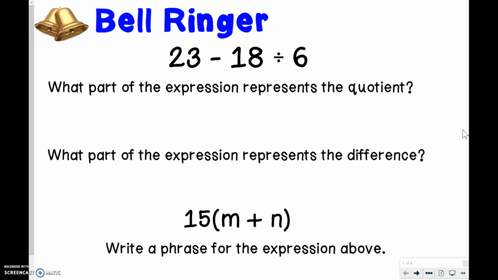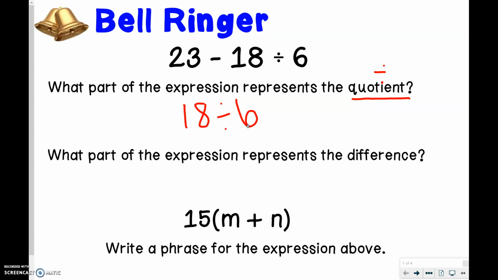So the first two questions says, what part of the expression represents the quotient? So the keyword there is quotient, and that means division. So if we were talking about this expression right here, we would say 18 divided by 6 is the quotient. Now, technically, you could do that division and figure out what the quotient is, but we're just looking at the expression as is, so really we just want to look for 18 divided by 6. That would be the quotient.